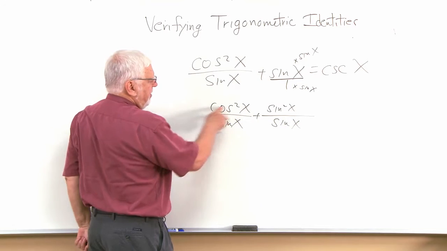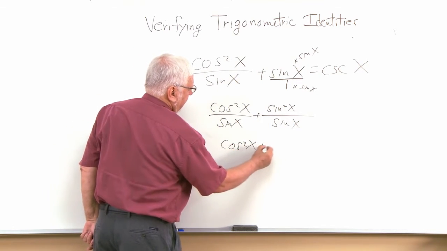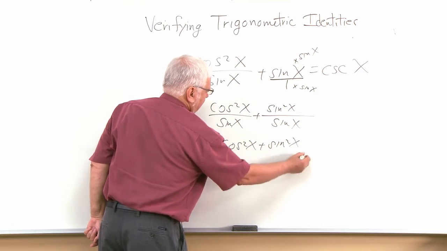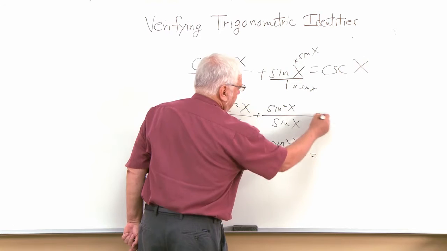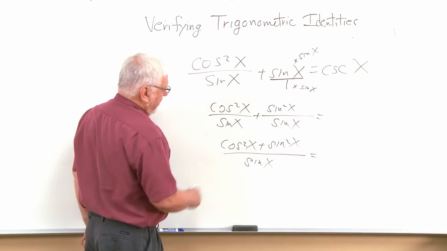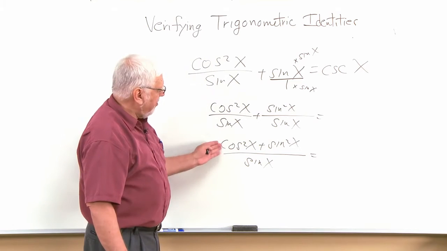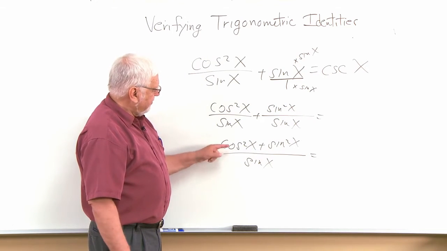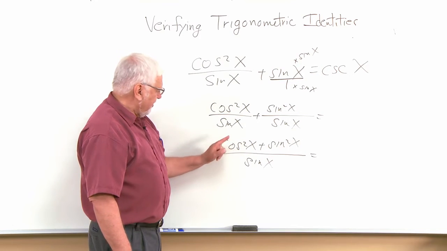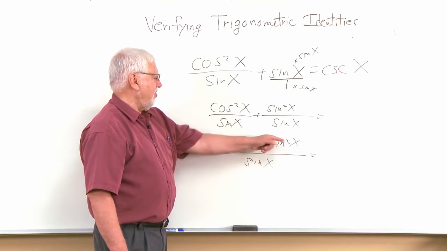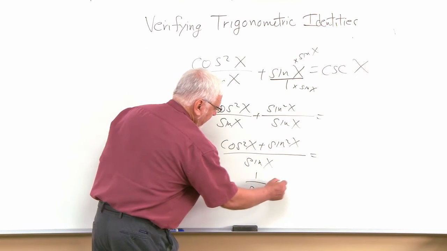Now if they have a common denominator, we can add their numerators together. Cosine squared x plus sine squared x all over sine x. Now we're trying to get cosecant out of this. Some of you might recognize the numerator. What does the numerator equal? That's right, it's the Pythagorean identity that cosine squared x plus sine squared x equals 1. So we have 1 over sine x.